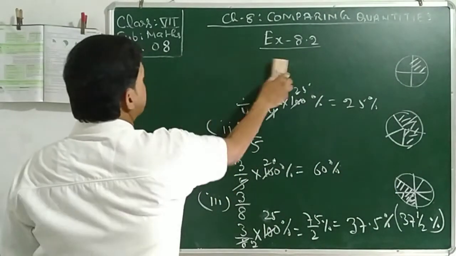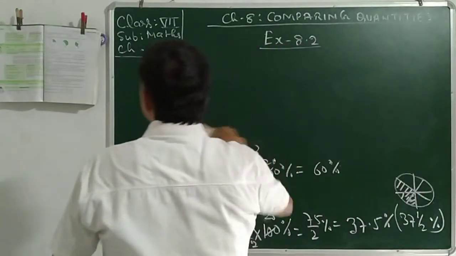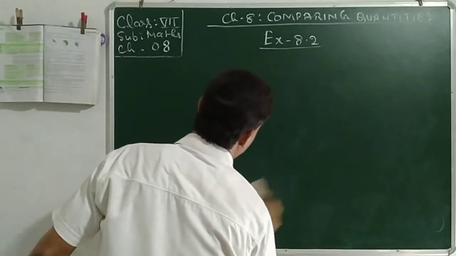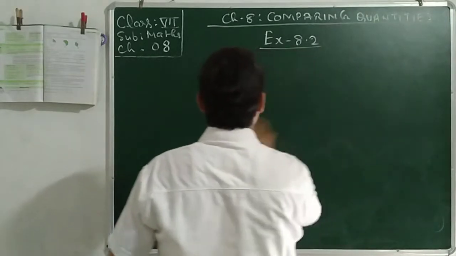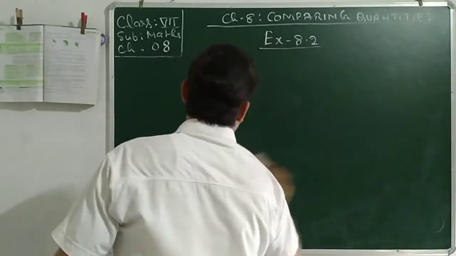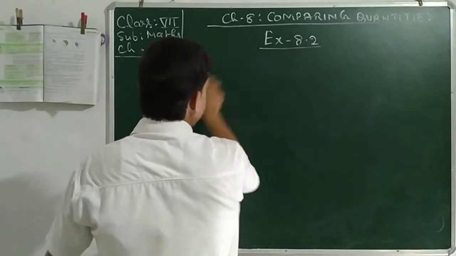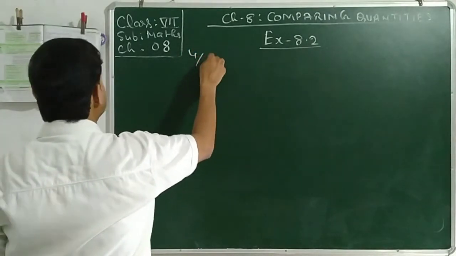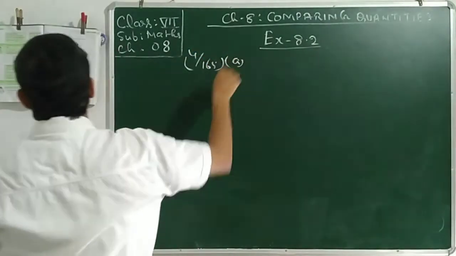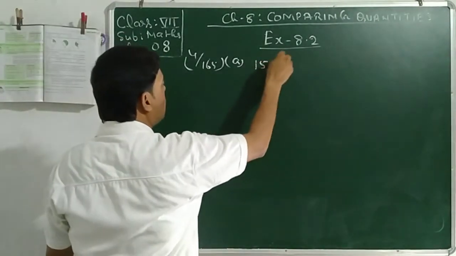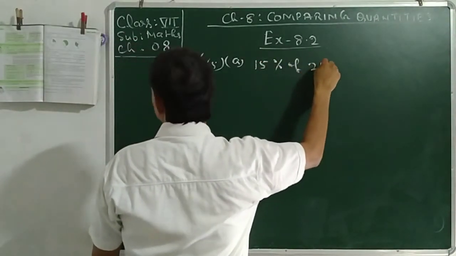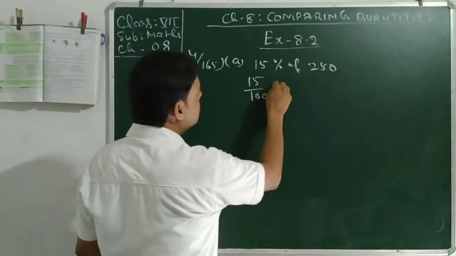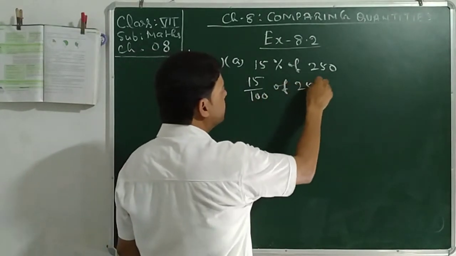See, in the 4 number, numbers are given and you are asked to find the given percentage of the given number. You had already done these things in the previous classes also. Come, in the 4 number sum from page number 165, first one, it's 15% of 250. That will be 15 by 100 of 250.